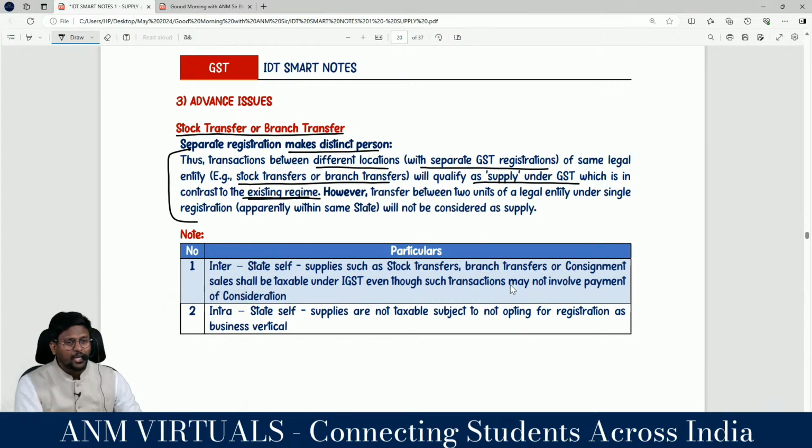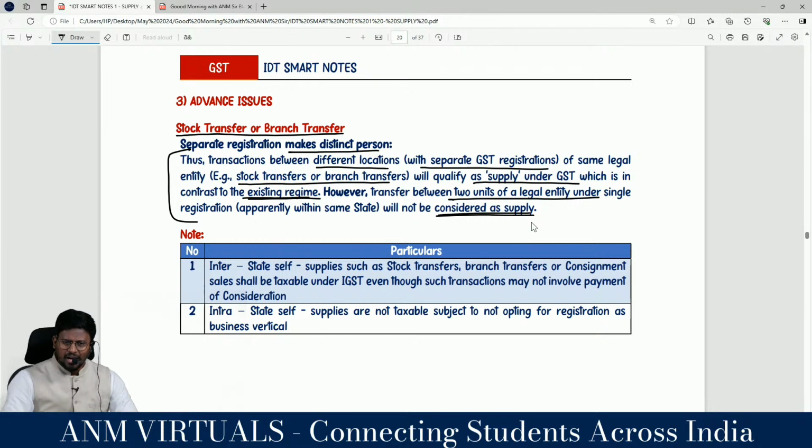That is why it says supply of goods or services or both between related or distinct persons as specified in Section 25, because Section 25 subsection 4 and subsection 5 define a distinct person. If it is made in the course or furtherance of business, it is a supply. However, transfer between two units of an entity under a single registration, within the same state, will not be considered as supply. This is a very important point.